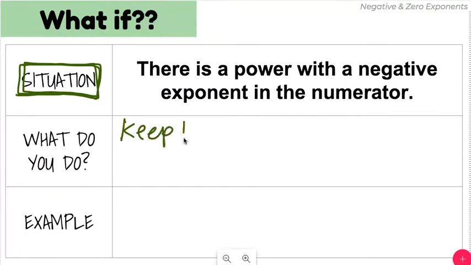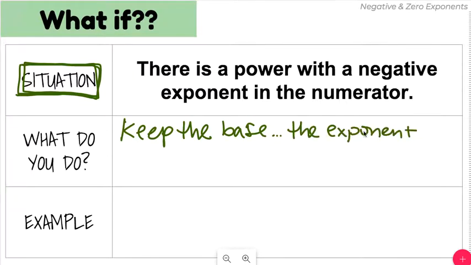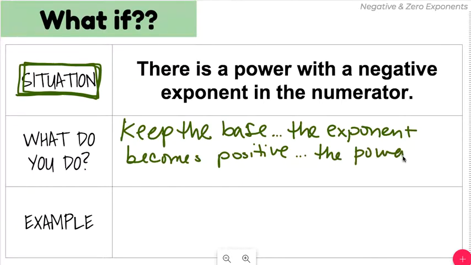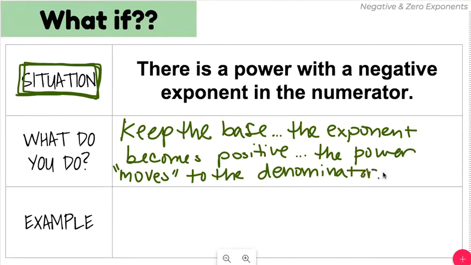Well, you keep the base. The exponent becomes positive. The power moves to the denominator. So it changes places. It goes from the numerator to the denominator.